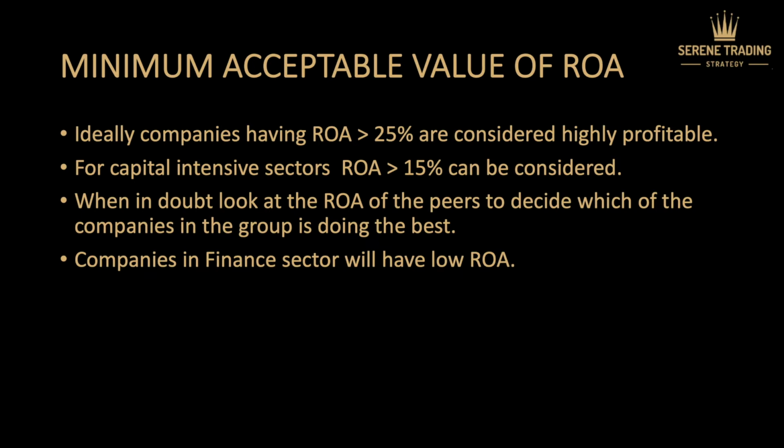If I get too few companies, then I go with ROA greater than 15%. If I'm going sector specific, where I don't really have an idea what's the ideal ROA in this particular sector, then in those cases, I would list down all the companies in the sector and sort them in the ROA descending order. So that basically tells me which companies in this sector have the best ROA.